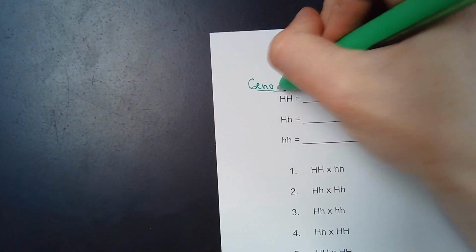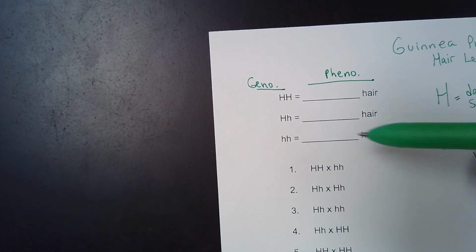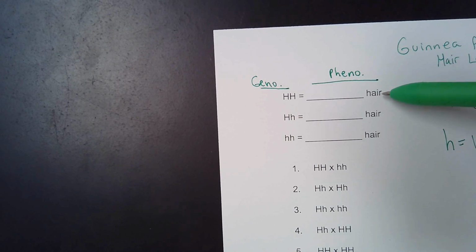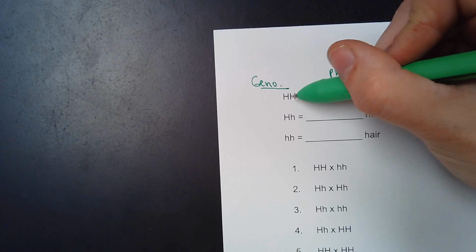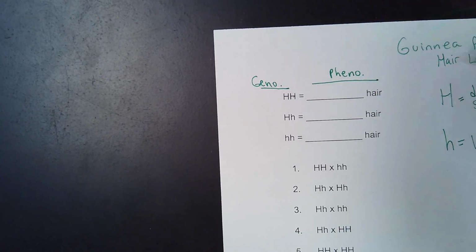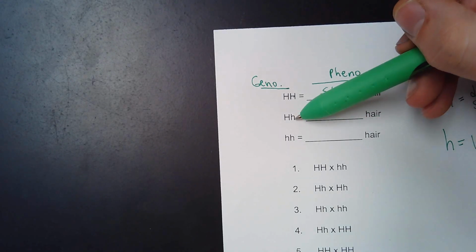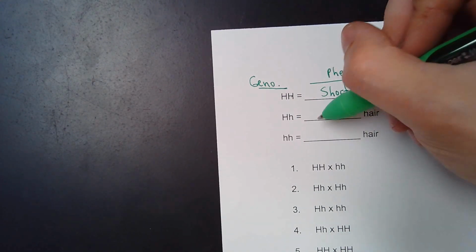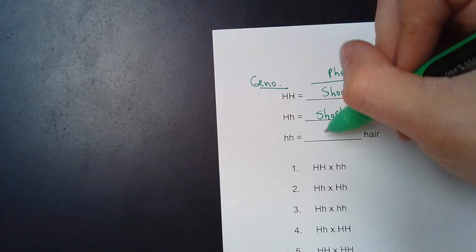So these are the genotypes, and these are the phenotypes. So the genotypes are the 2 alleles that they have, and the phenotype is the trait that they have. So for a guinea pig that has 2 dominant genes for hair, they will have short hair. In this one, even though they have a long and a short, because it's a completely dominant recessive trait, they will also have short hair. And this one, they will have long hair.